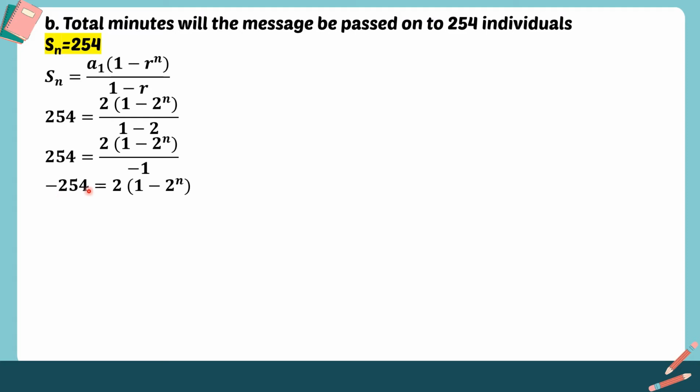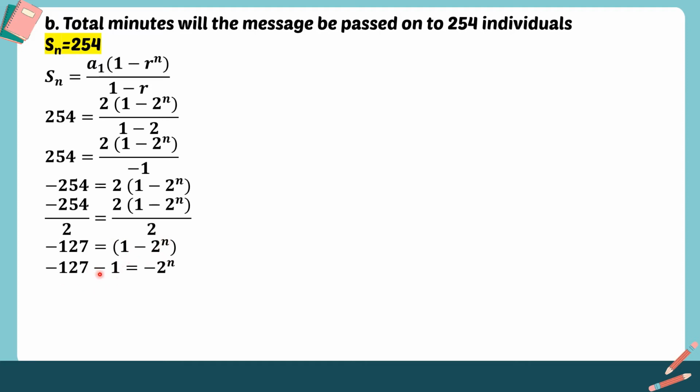Yung next naman is, kailangan ma-remove natin yung 2. So, magdi-divide both sides tayo by 2 para ma-cancel yung 2 dito sa right side. And then, ma-divide yung negative 254 by 2. So, that will be equal to negative 127. Then, dito magiging 1 na yung ating 2 over 2. Then, next, kailangan natin ma-isolate yung 2 raised to n. So, transpose natin yung 1 sa left side, magiging negative 1 na siya. And then, negative 127 minus 1, that is equal to negative 128.